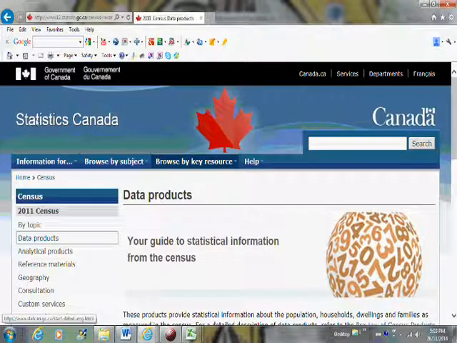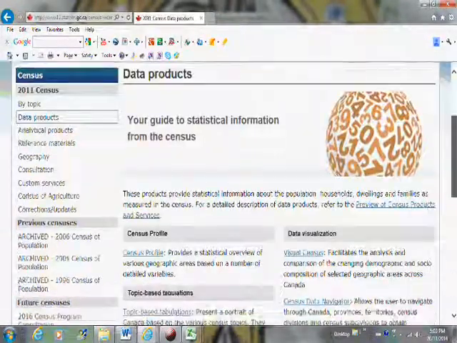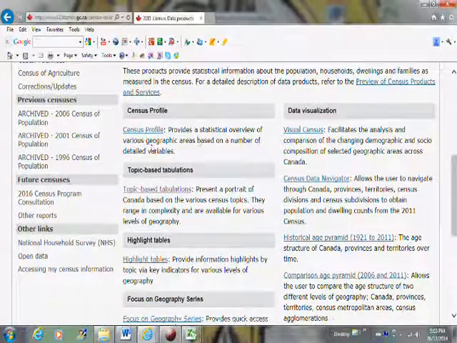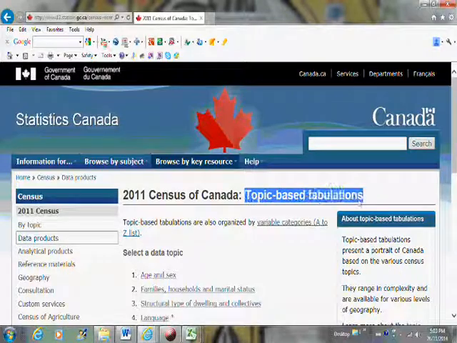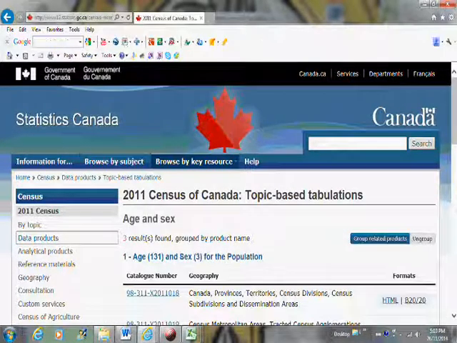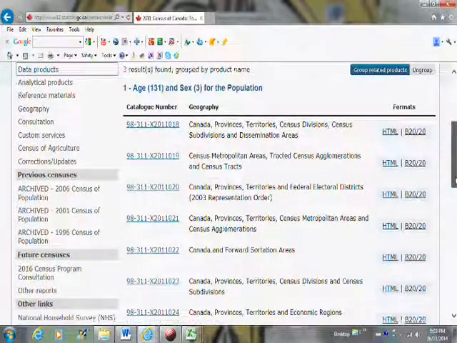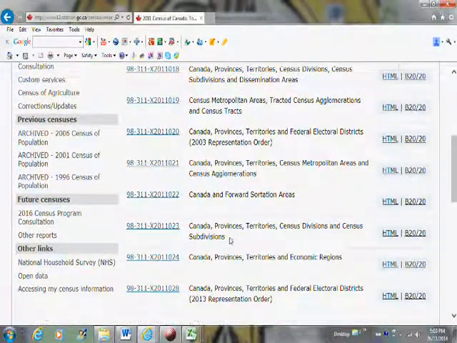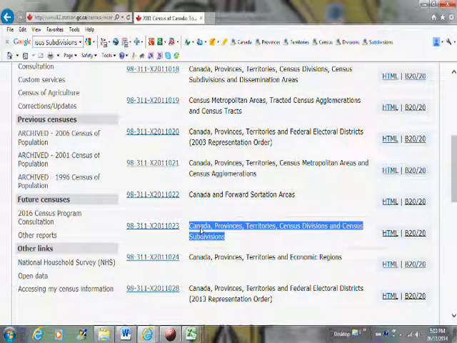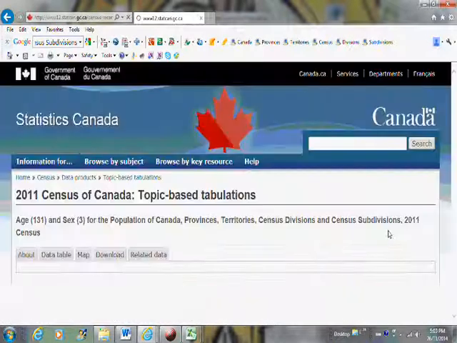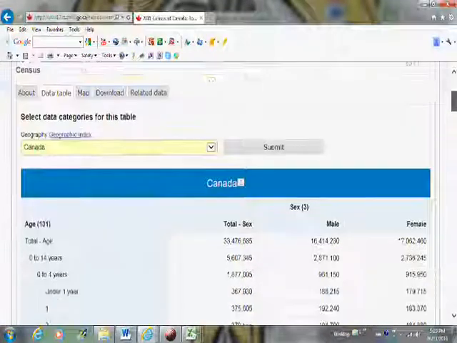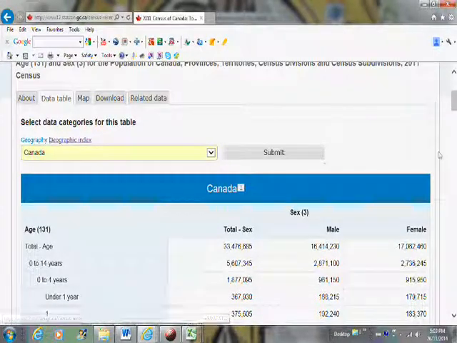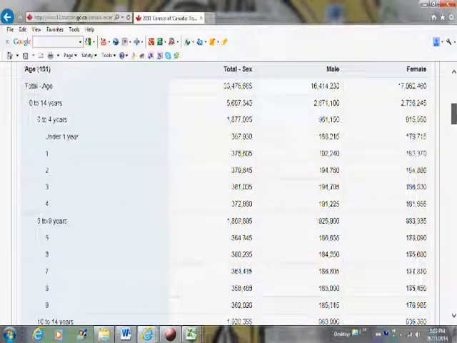We've got to click on the data products and scroll down. There's a lot of data products. The one that we're going to look at, though, is the topic-based tabulations. And we're going to go to age, sex. So we now have an opportunity to choose the geography level. We've already talked about census subdivisions, census divisions, provinces, territories, and Canada as a whole. Click on HTML. If you have a program beyond 2020, use it. It's great, but HTML is just fine. When we click on this level of geography, it always comes up with the nation first, Canada as a whole, and here we go.